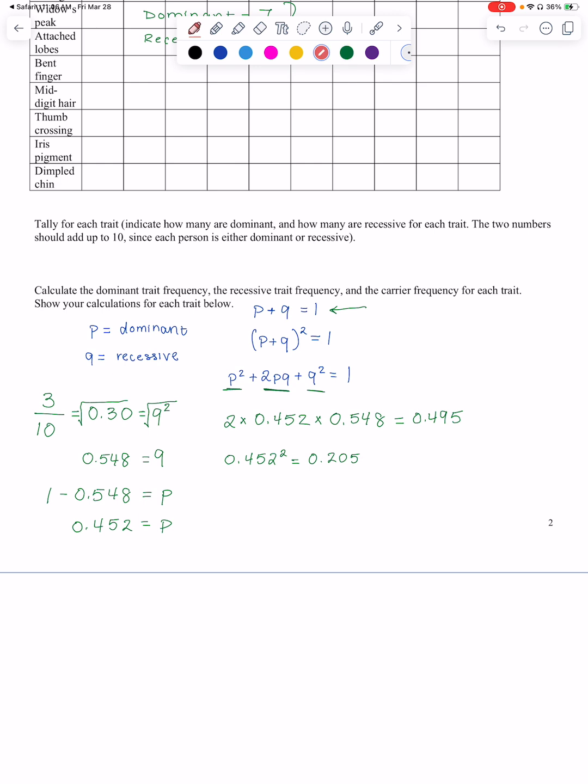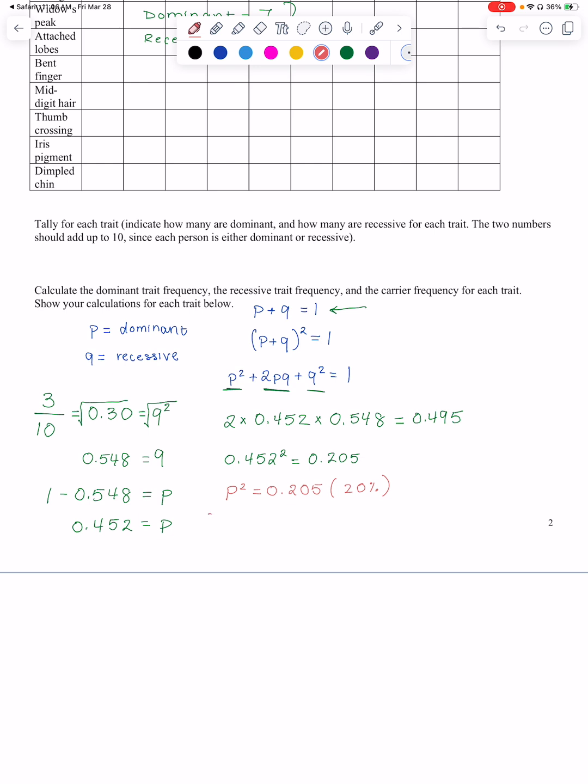So what we have is our p squared value, which, remember, is going to be the percentage of homozygous dominant individuals. That number we've just calculated, that is our 0.205, or essentially, that's saying like 20% of the population, 20.5.